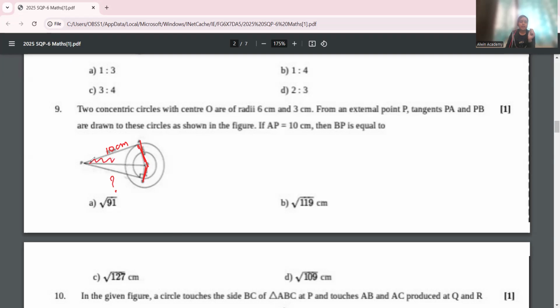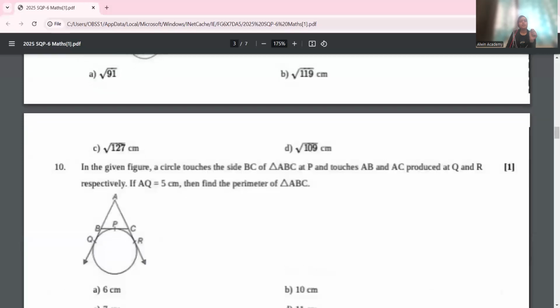Now, firstly, in this triangle, triangle PAO, we'll apply Pythagoras theorem. This is 10, this is 6. So herein we get root 136 units. Now in this triangle, triangle POB, we again apply Pythagoras theorem and we get the value of BP as root 127, option number C. Going to the next question.